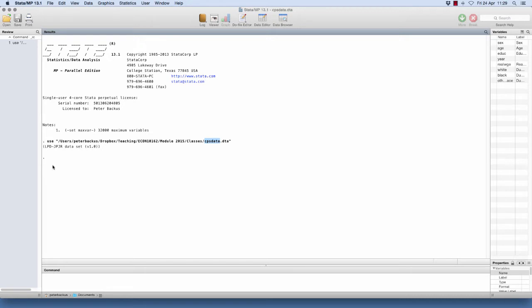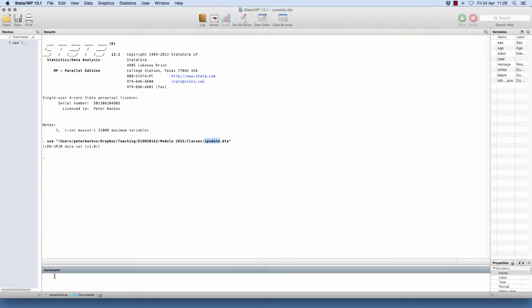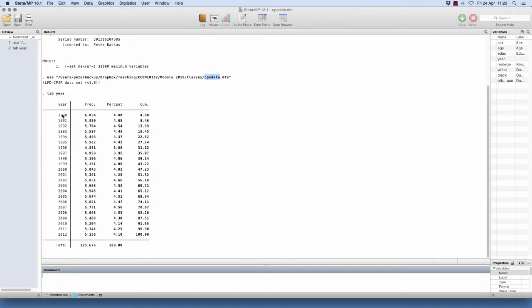Now it's important to note that what we have here is a different structure of data than we've had in the past. Before we were just using cross sections. Now we have a repeated cross section. So if you just go ahead and tabulate the year, you can see here we have 1990 up to 2012, and we have between 5,000 and 6,000 observations in each year. So we have 6,000 people in 1990, we have 5,850 people in 1991, and so on and so forth up to 2012. Now this isn't a panel, these aren't the same people, these are different people, but each year it's a random sample drawn from the same population of workers in the United States.